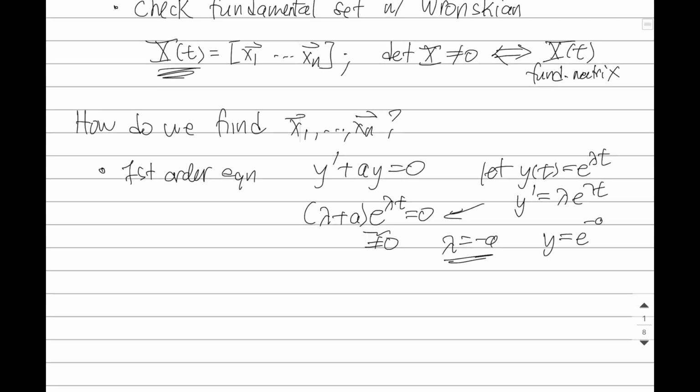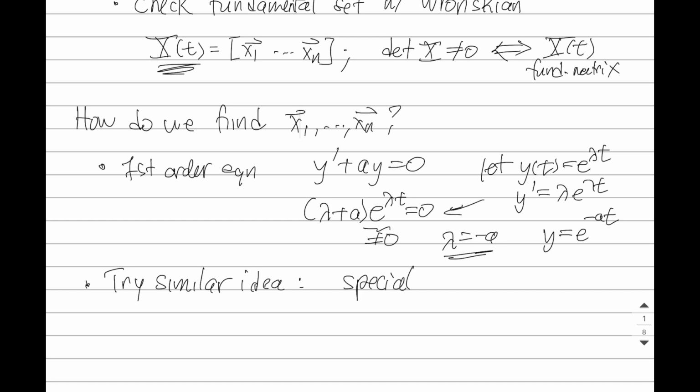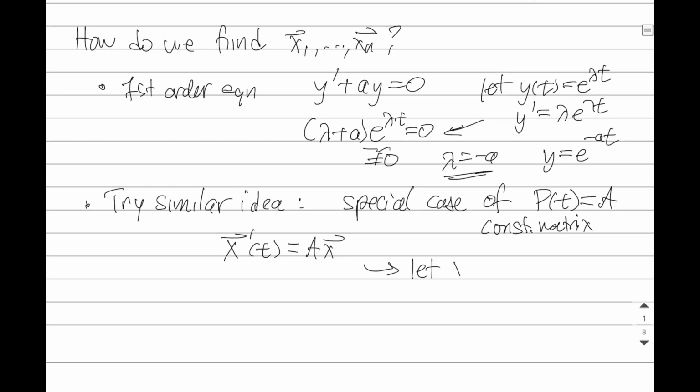Well, let's try the same thing here. For the special case, and it's special but common, so for the special case of this P of t being a constant matrix, our system is x prime equals Ax of t. We are going to let x of t be e to the lambda t, but it has to be a vector. So we are going to multiply it by some non-zero, and that's very important, constant vector. We want it to be non-zero because we know that this system always has the trivial solution, but we want to see if it has non-trivial solutions.